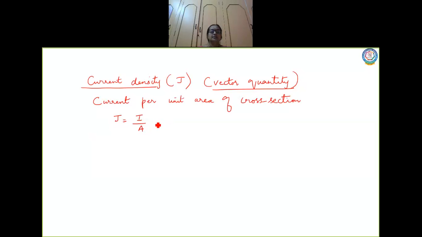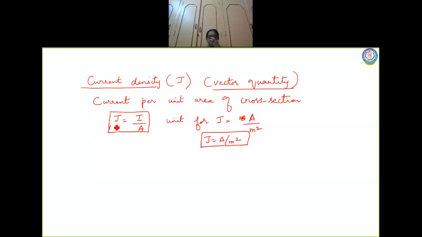Now the unit for J: current is measured in ampere and area is measured in meter square. So the unit for current density is ampere per meter square, and this is considered to be a vector quantity. So here is the formula for current density, J is equal to I by A.